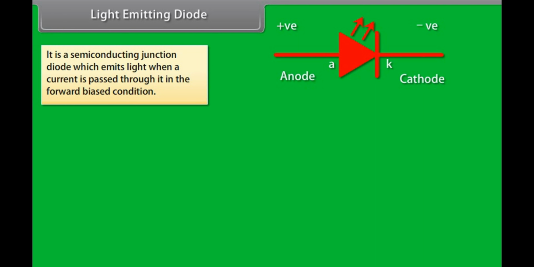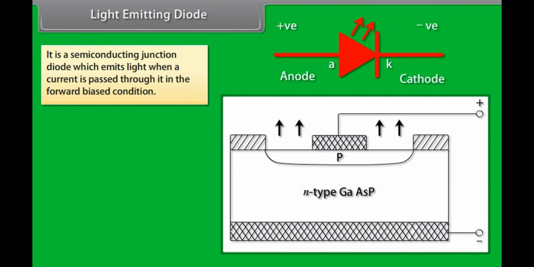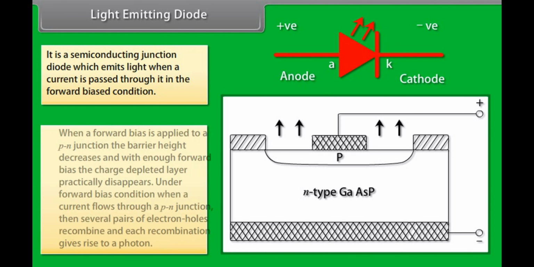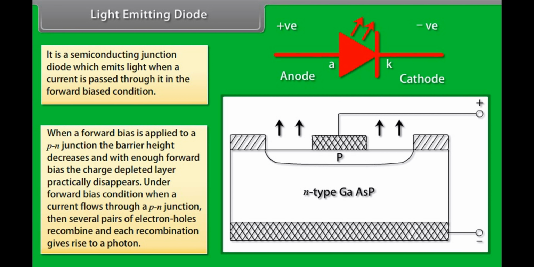Light-emitting diode. It is a semiconducting junction diode which emits light when a current is passed through it in the forward-biased condition. It is a p-n junction made of gallium arsenide, GaAs, or some other suitable semiconducting material. The p layer is made thin so that light energy may reach the charge-depleted region after traveling a very short distance. When a forward bias is applied to a p-n junction, the barrier height decreases and with enough forward bias, the charge-depleted layer practically disappears.